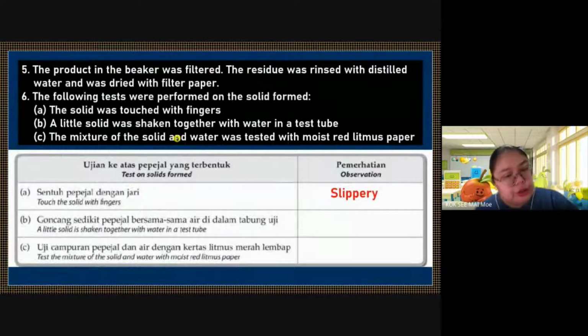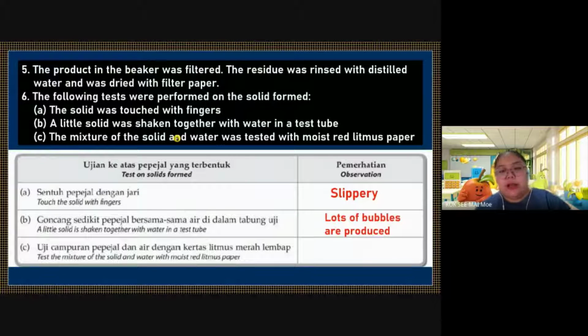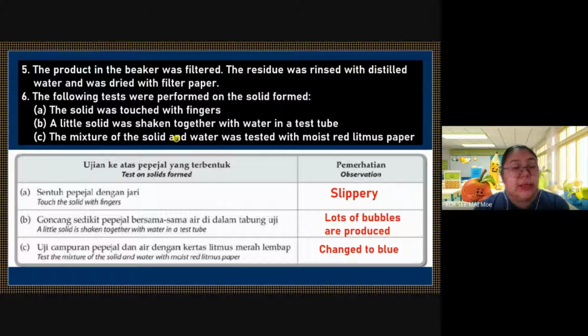After you shake it together with the water, you find it makes bubbles. Lots of bubbles are produced. And the last part, you test the mixture by using the moist red litmus paper. It becomes blue color. So that means your product is a blue color liquid, an alkaline liquid. And it also produces a lot of bubbles, and the feeling is slippery when you touch it. So we can prove it has one type of the characteristic of the salt.